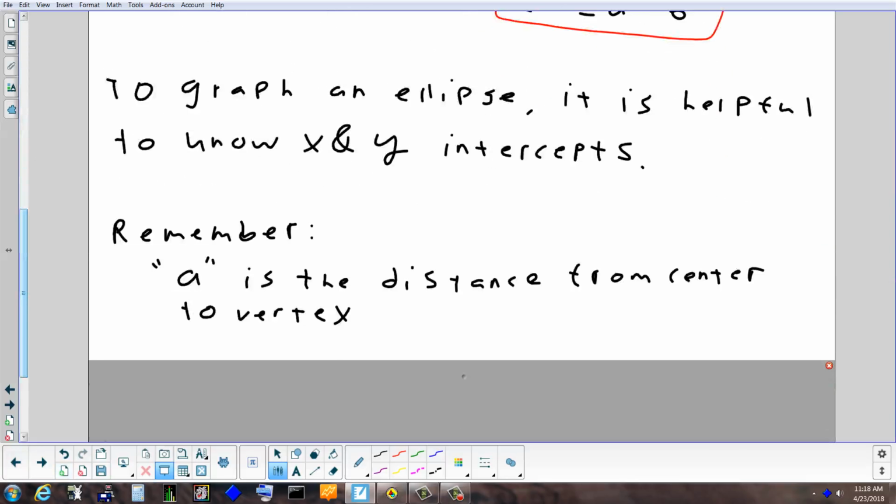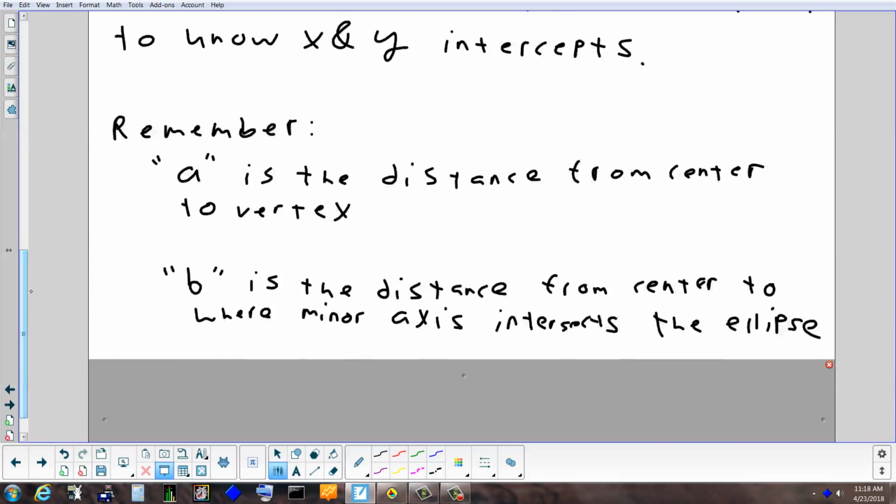And actually, this I already gave you earlier. A is the distance from the center to the vertex. This one I didn't give you. You might want to write that one down with the other two. B is the distance from the center to where the minor axis hits the ellipse. So what does that mean? B is this. That's B. The distance from the center to where the minor axis hits the ellipse.